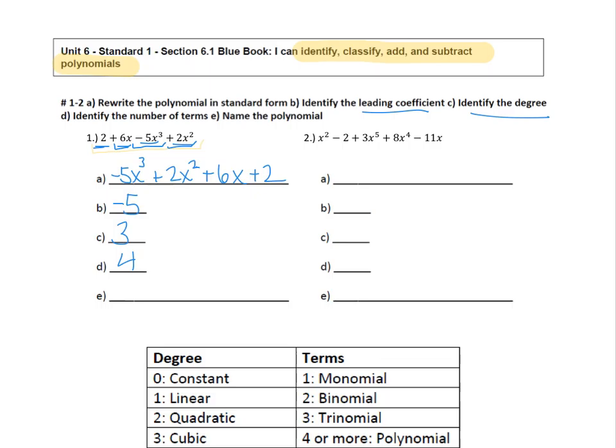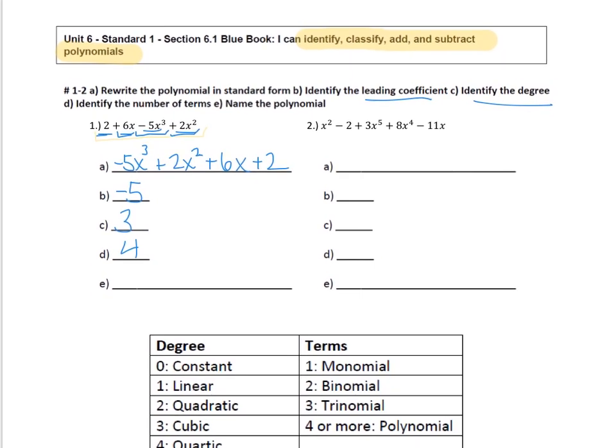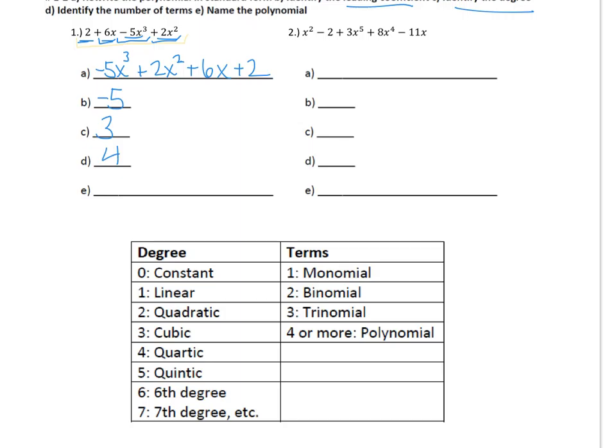And then the tricky part is identifying the name of the polynomial. So you name it by its degree and its number of terms. Here we know it is a third degree polynomial, and then it has 4 terms, so we're going to call it a cubic polynomial.